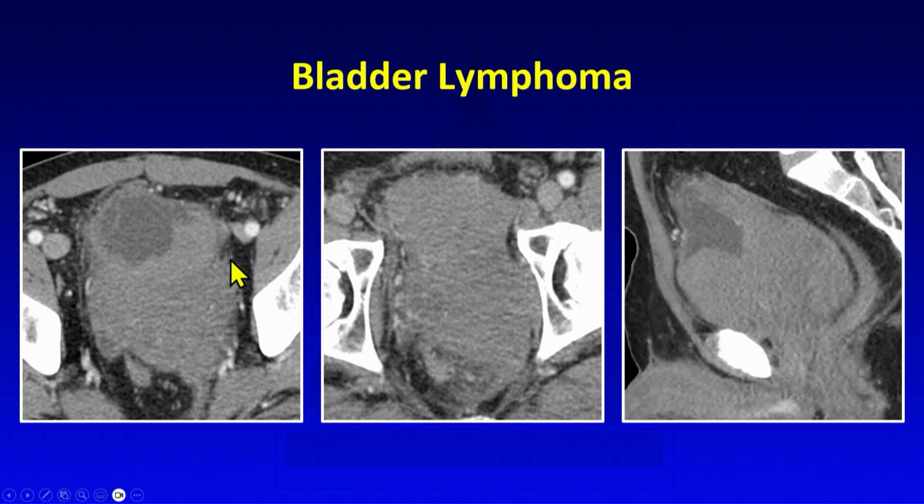Here's an example of a bladder lymphoma. It's a diffuse asymmetric wall thickening and also more focal masses. Can be very difficult to differentiate from the other types. I think seeing the systemic lymphadenopathy, the history, that's what's going to give you the diagnosis.